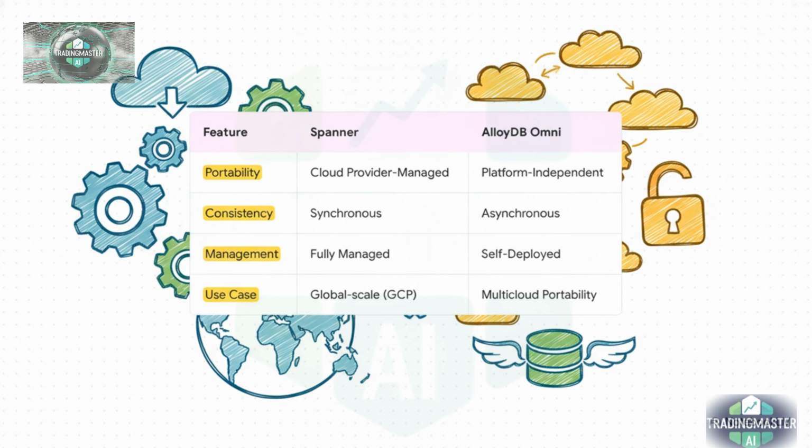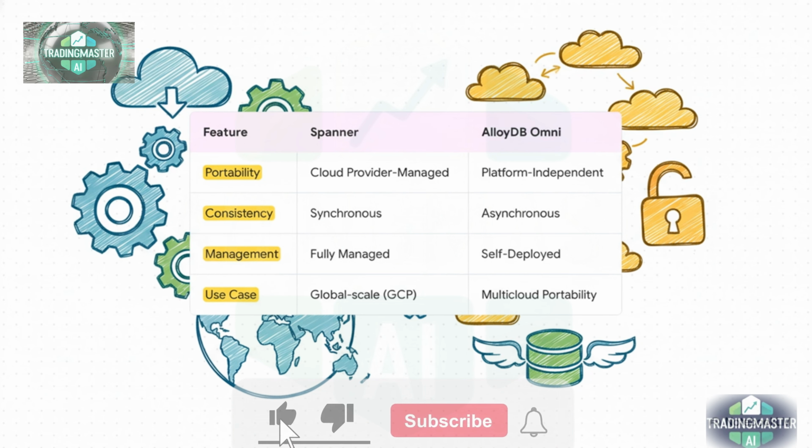Okay, this table breaks it down perfectly. Let's just focus on that first row, portability. Spanner, it's managed by and lives inside Google Cloud. AlloyDB Omni, platform independent. It'll run pretty much anywhere. And that one difference really tells you everything you need to know.